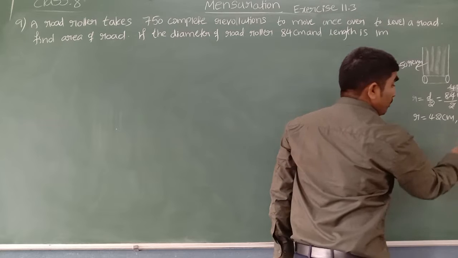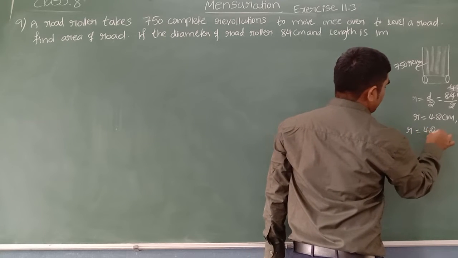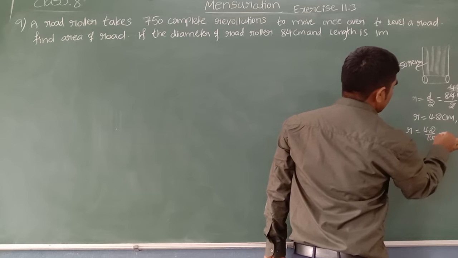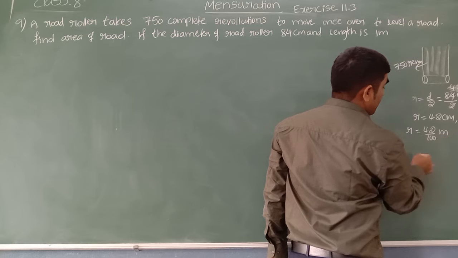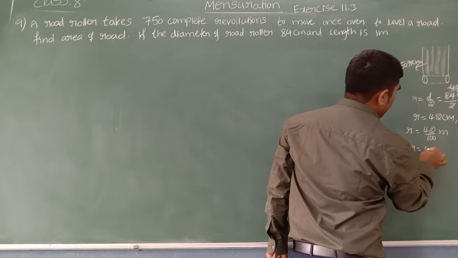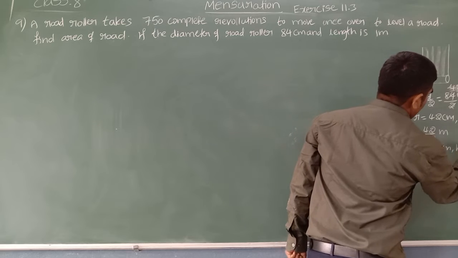Centimeter there, meter there. Both are different units. So try to express in the same units. R is equal to 42 by 100 meters. The centimeter once if I divide by 100 it becomes meter. So R is equal to 0.42 meters. And height is equal to how much? 1 meter.